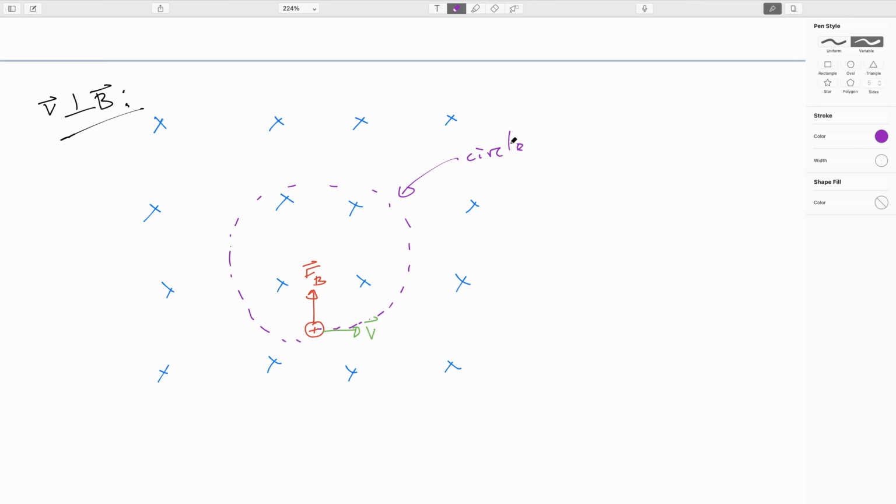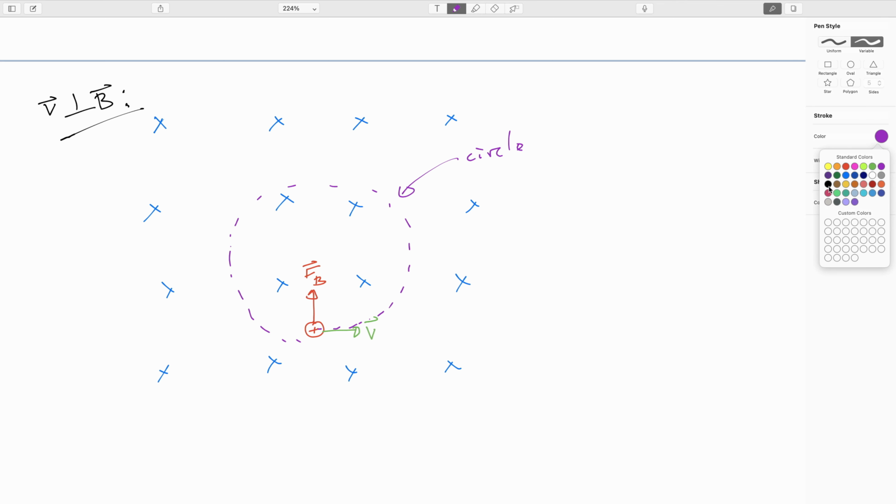All right, so hopefully we agree that it did no work. The force was always perpendicular to the motion, and we can only do work if we have a component that's either parallel or anti-parallel to the motion. So we expect that the speed of the particle should never change.